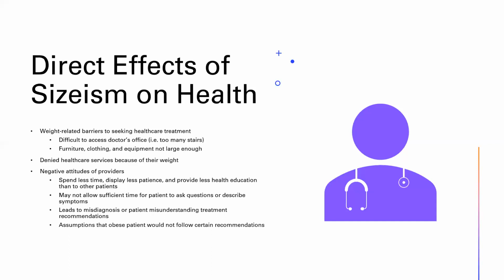And then lastly, assumptions that obese patients would not follow certain recommendations. A really big one is that people who are of size, and especially people who are really thin, are excluded from medical research. And this is, if you think about it, very problematic. With medical research, right, we want to make sure that those results generalize to folks of the population. If there are little to no folks who are obese or folks who are thin, then we can't say that the study's findings are generalizable to everyone in the population, because they're not.